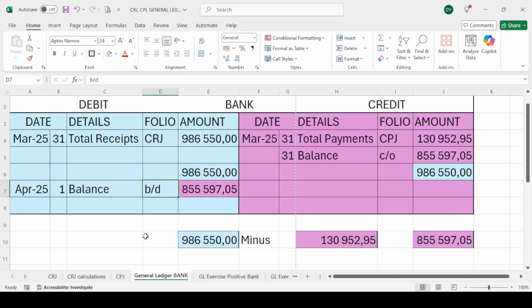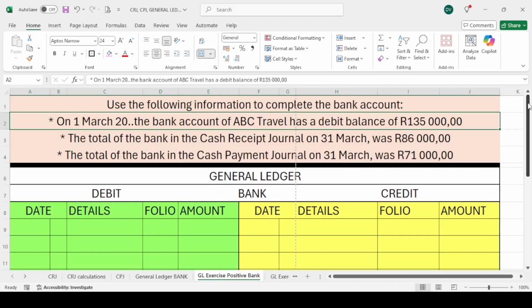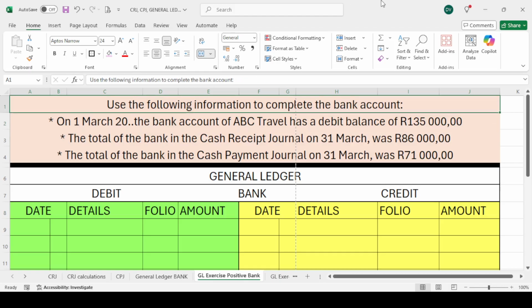This general ledger, we've done it now from a complete cash receipt journal and a complete cash payment journal, but they don't always ask it like that in the exam. Sometimes it's going to look like this. They don't ask you to do those journals. They just give you the total of the bank columns. So let's also do this one. The question basically says, use the following information to complete the bank account.